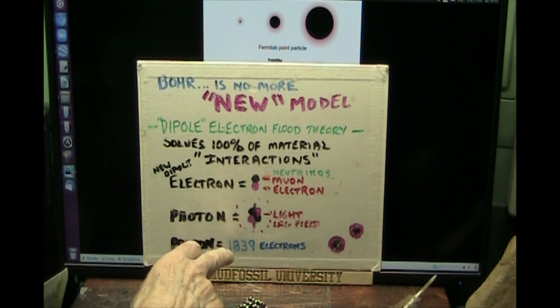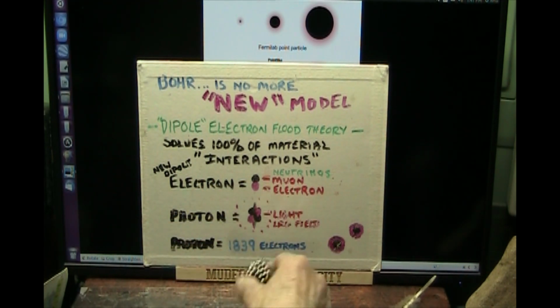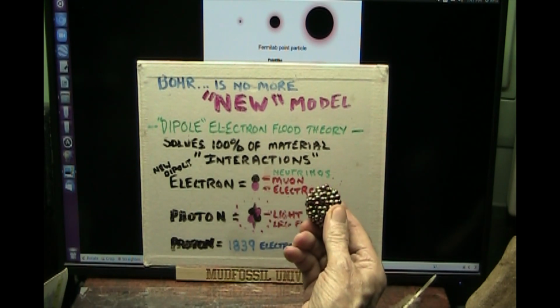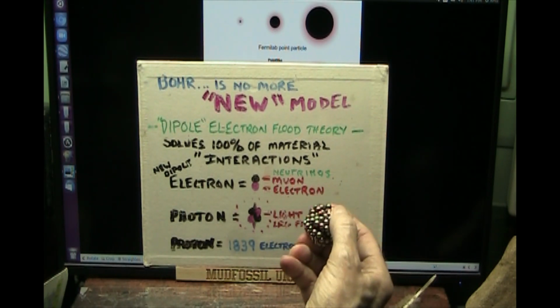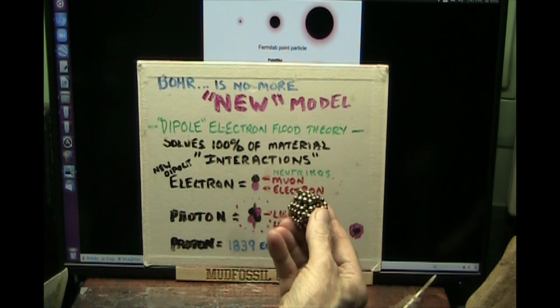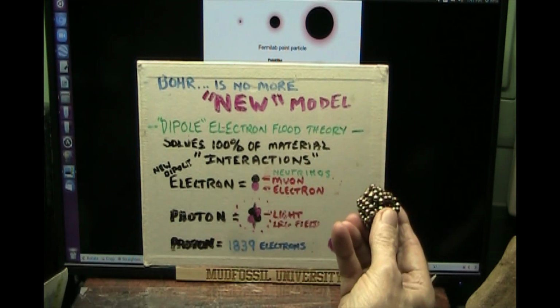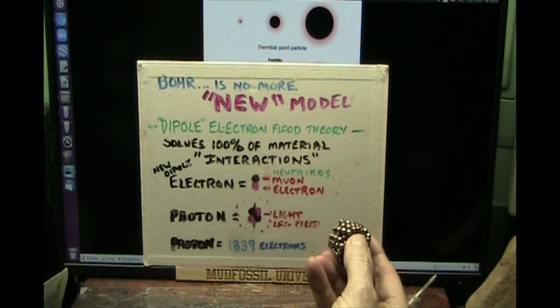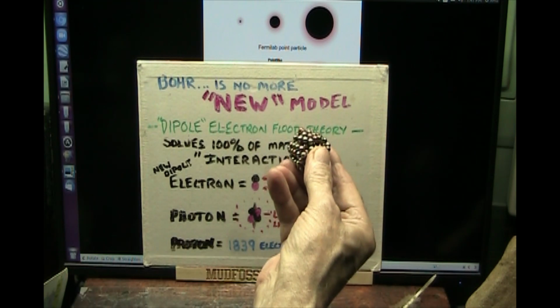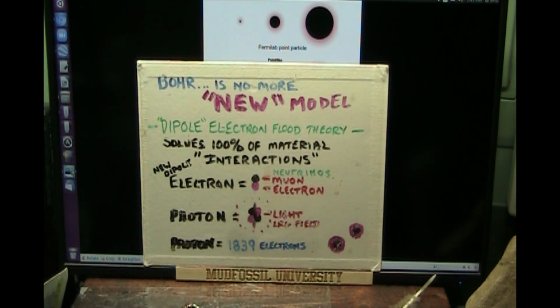And it takes about 1839 of these bits to make one of the smallest particles, which is a proton. This is a stable, semi-stable particle. But protons aren't just exactly one big ball. You can have a couple of extra electrons, a couple less. That's called an isotope. It's not exactly the weight of what it's supposed to be. So obviously, they're not one ball.